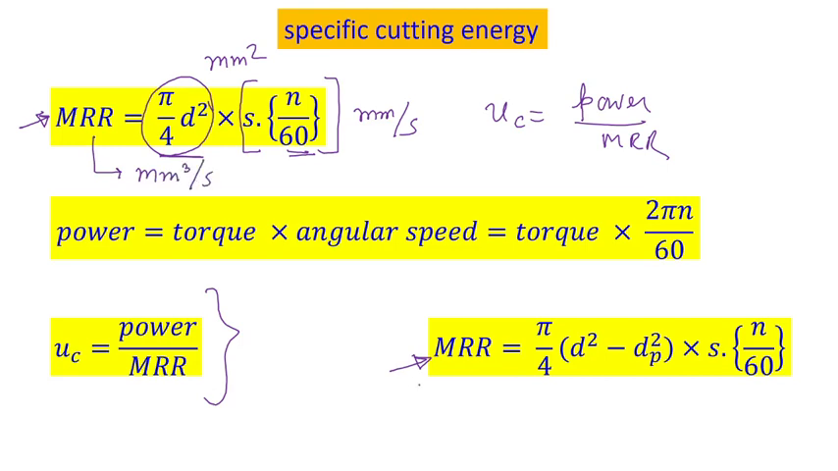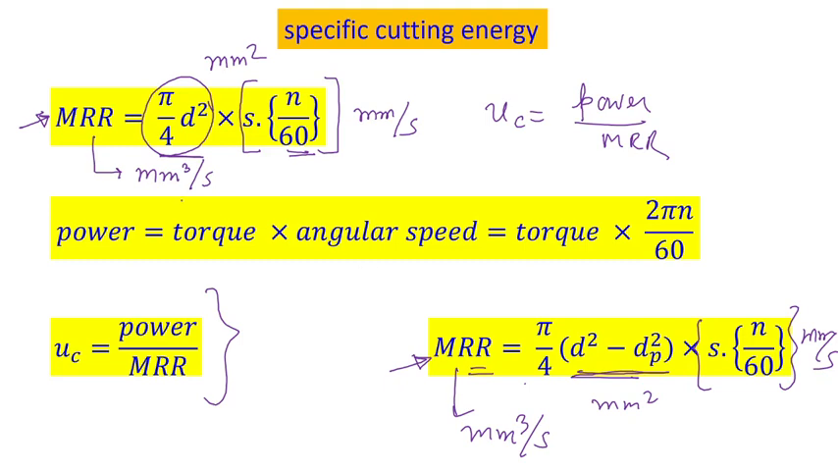As far as with pilot hole is concerned, the area of the pilot hole has to be subtracted, so d square minus dp square. This is in millimeter square, and this is once again in millimeter per second, so the MRR will once again come out in millimeter cube per second. So both the MRRs are the same form. In fact, this is the general equation, where dp equal to 0 gives you the case without pilot hole.